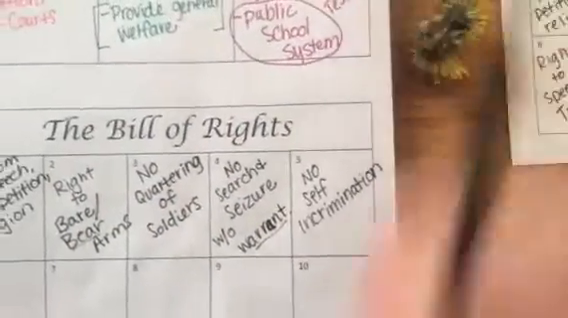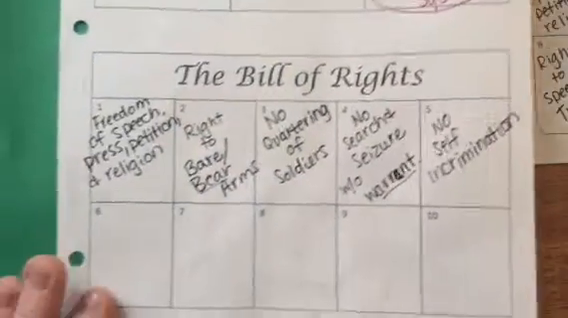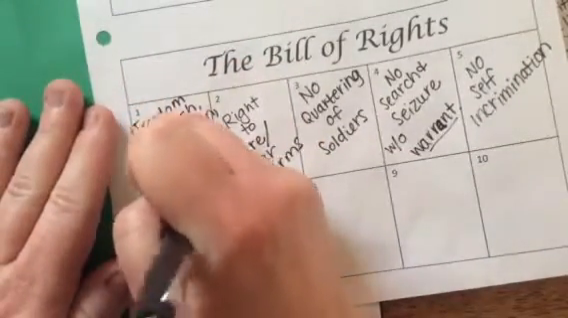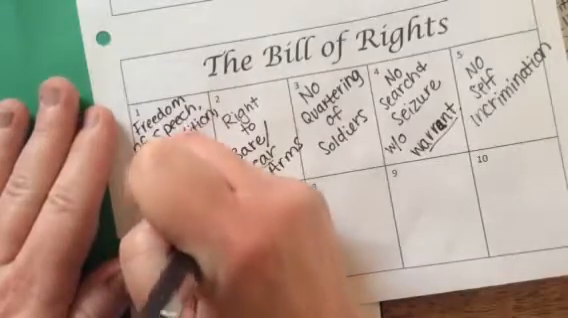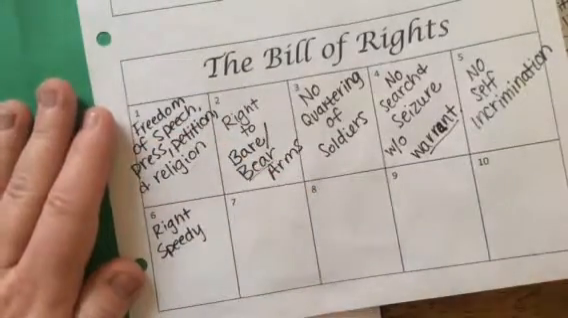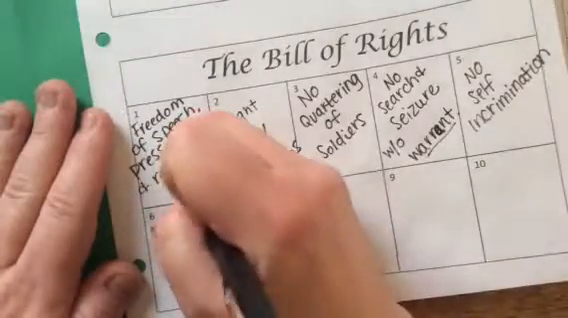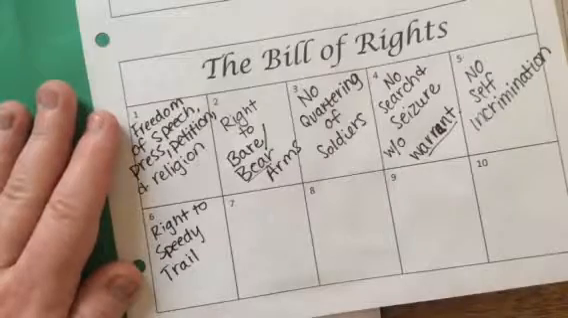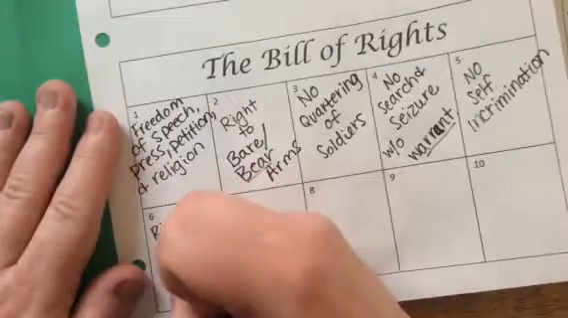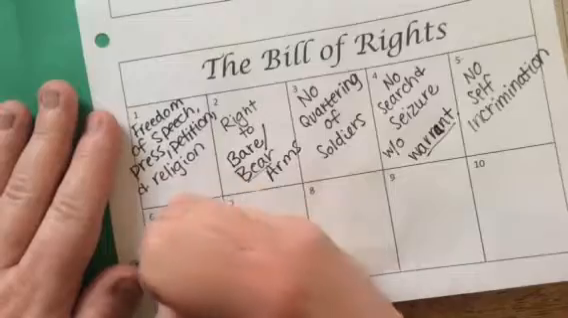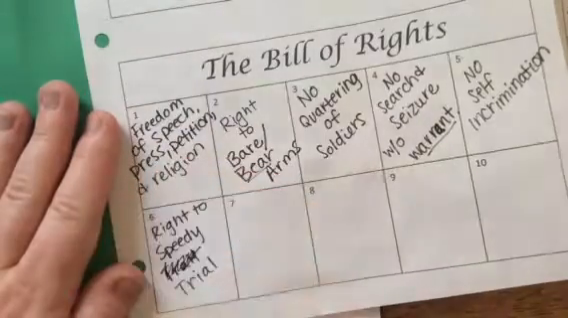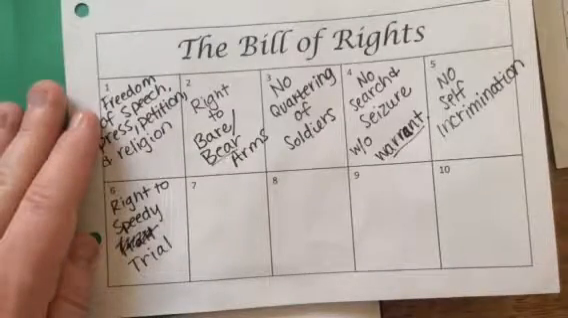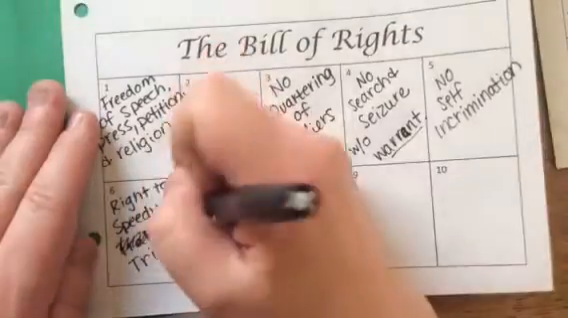Okay, so number 6. Number 6 is that you have a right to a speedy trial. It's not okay for someone to be thrown in jail and then just kept there. They have to be charged with something, and there has to be a trial. I feel like I spelled that wrong. Yeah, I did. Trial, not a trail. Right to a speedy trial. So again, you can't just sit in jail without being charged for something.